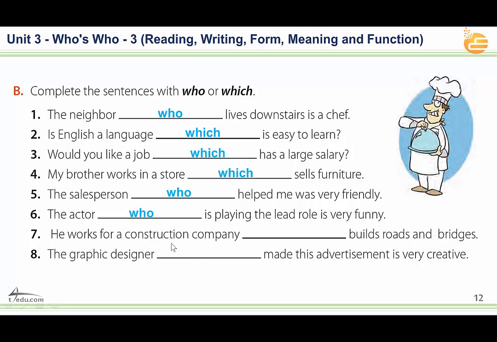Number seven, he works for a construction company builds roads and bridges. So who builds roads and bridges? The company. We're talking about the construction company. Okay. What do you think? Which? Excellent.